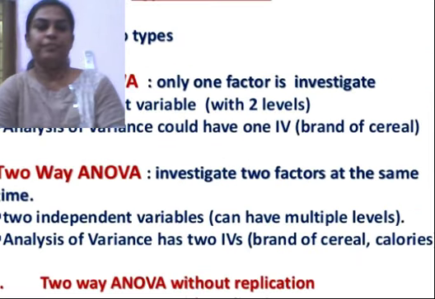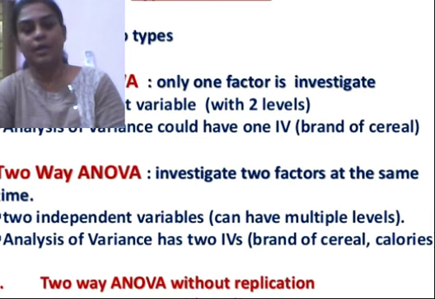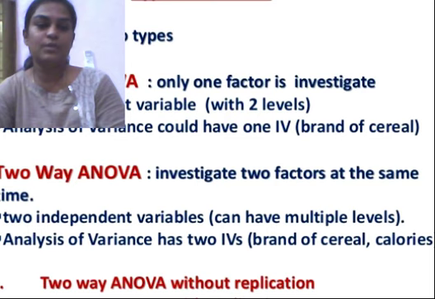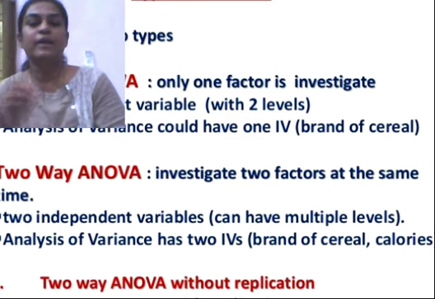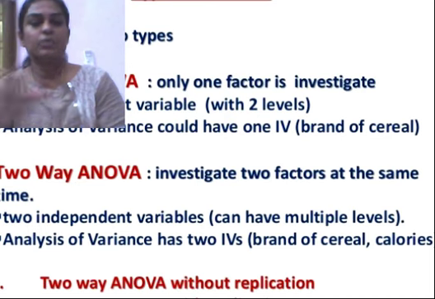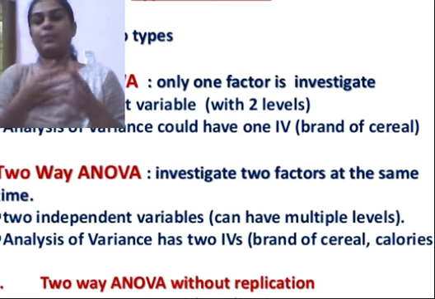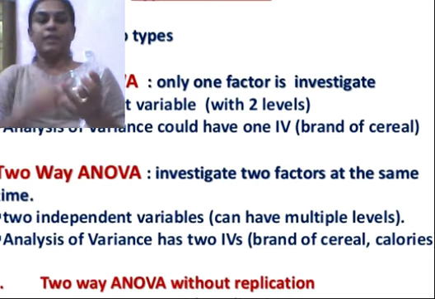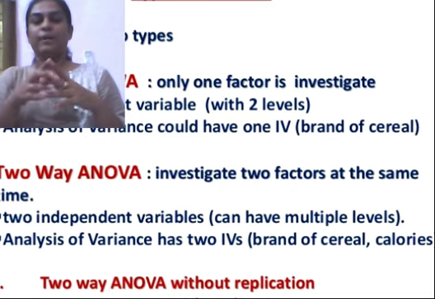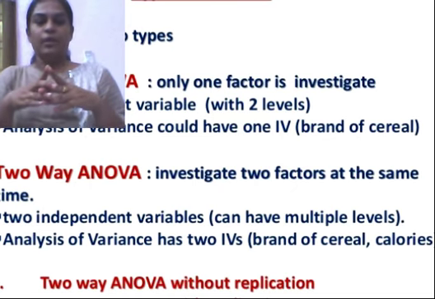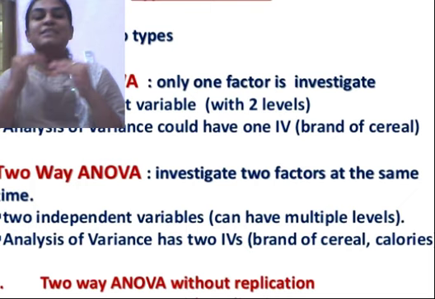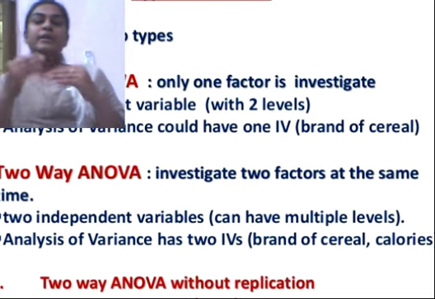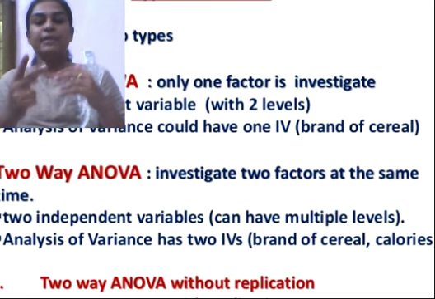Here we have to know the types of ANOVA also. There are two types of ANOVA methods for testing hypotheses in a simple way: one is one-way ANOVA, another is two-way ANOVA. One-way ANOVA helps to test the hypothesis statements, but there is only one independent variable. That's why it is called one-way ANOVA. In two-way ANOVA, we can investigate two factors at the same time, so we can take into consideration two independent variables.